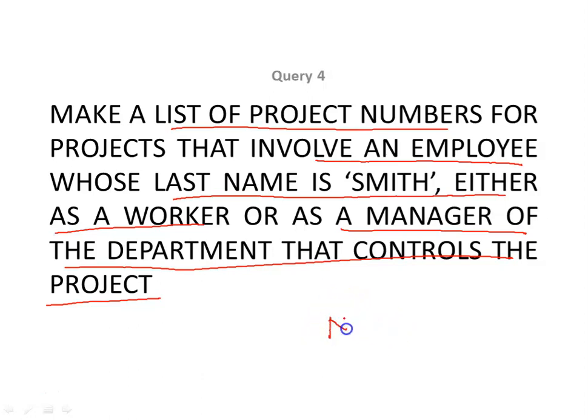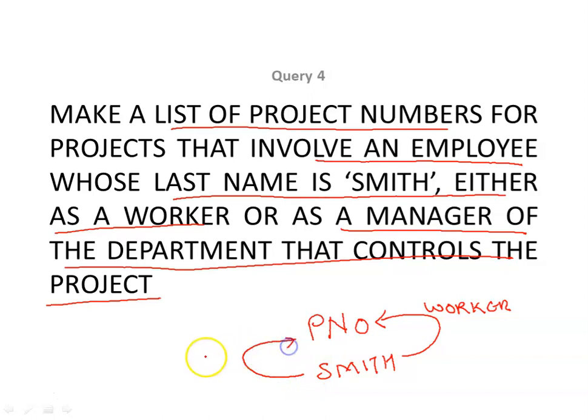So you have to make a list of project numbers that involve an employee whose name is Smith. Now this employee can work on the project in a position of a worker or as a manager of a department that controls the project.